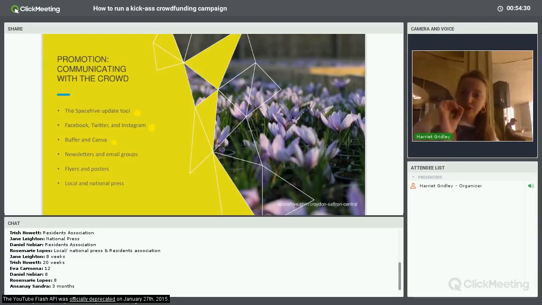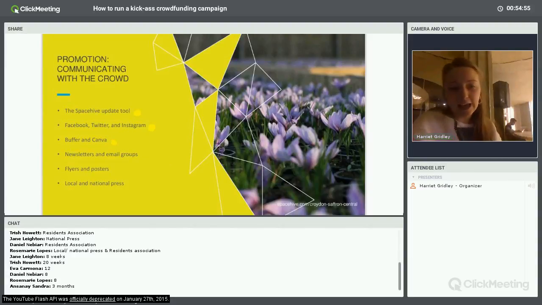Buffer can also tell you when it's a good time to send that post out. So they've run some analytics on their social media sites, and they know when most people are actually on Twitter and Facebook. So using their research, you can set your posts to go out at the optimal times to make sure that people do click through to your project page.